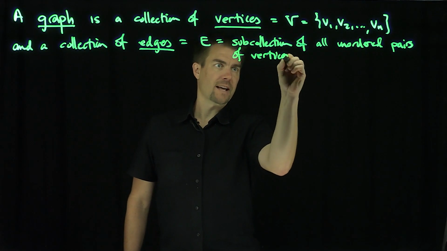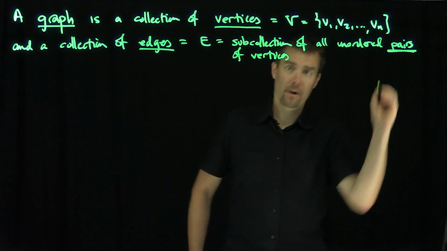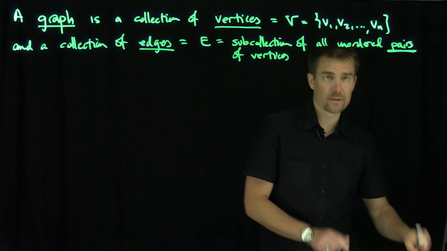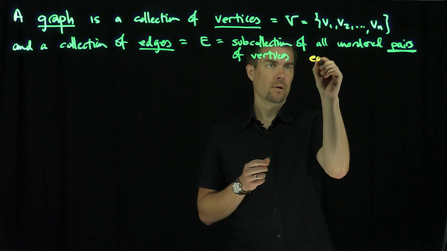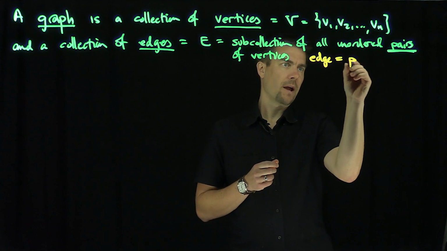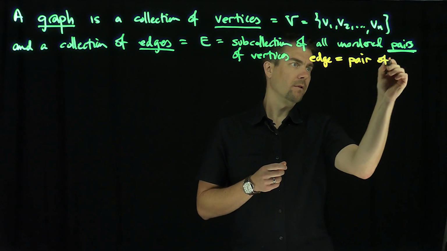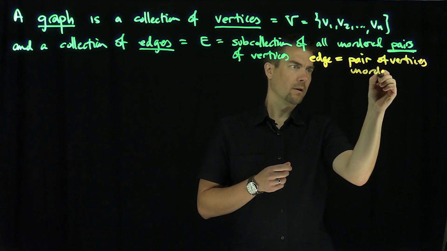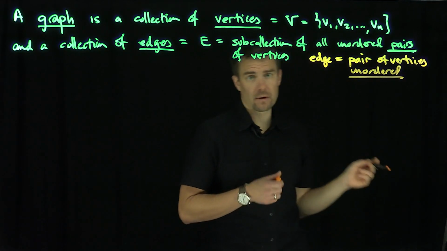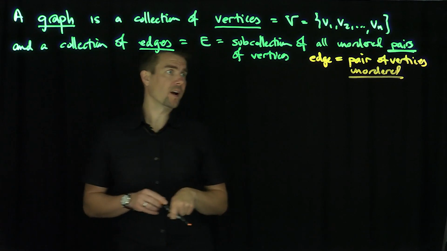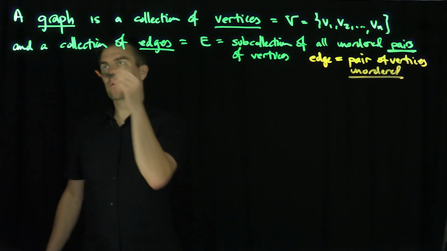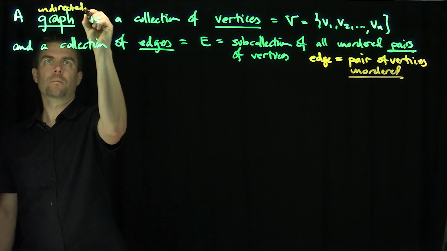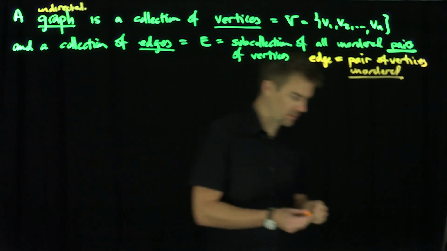The key feature here is that you need to have a pair of vertices. So an edge is a pair of vertices. So edges in a graph are pairs of vertices. An edge is a pair of vertices, unordered. Later, we'll discuss ordered pairs of vertices, which will give us directed graphs. Okay? So that's a graph. Of course, we're saying this is undirected.